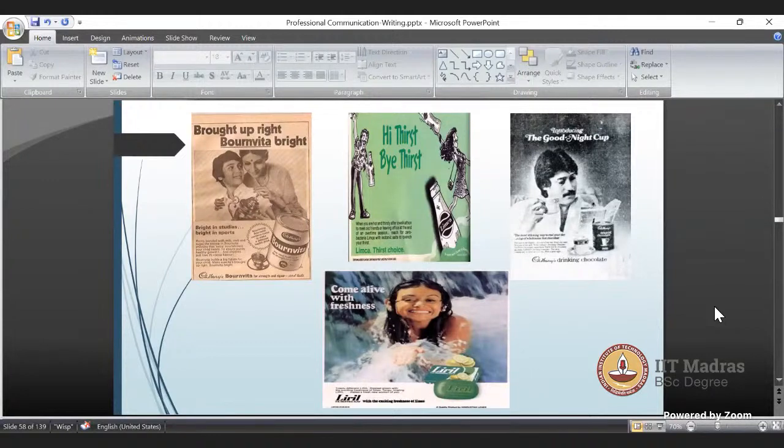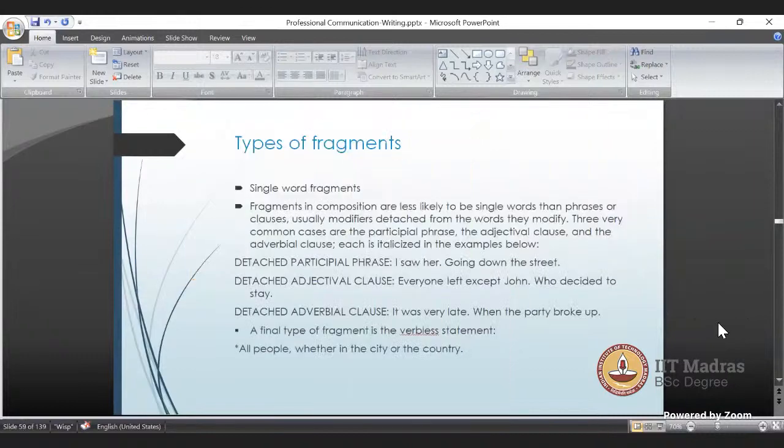Ma'am, here the freshness, is it an adverb or adjective? Freshness is not an adverb or adjective. It's a noun, right? Anything that ends with -ness is a noun. Freshness is like happiness. Happiness is a noun. Freshness is also a noun. Okay, right. So that was about it.